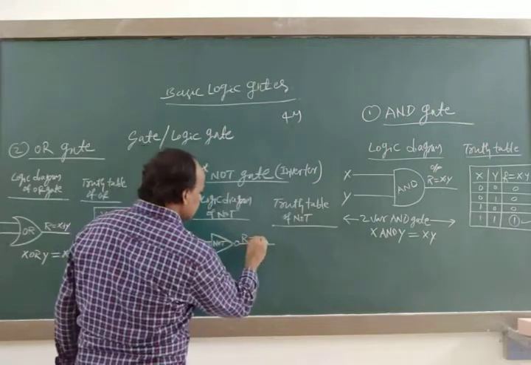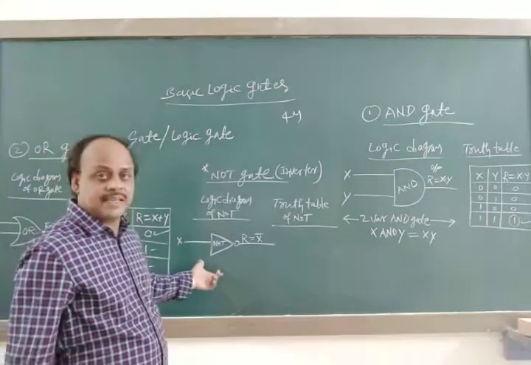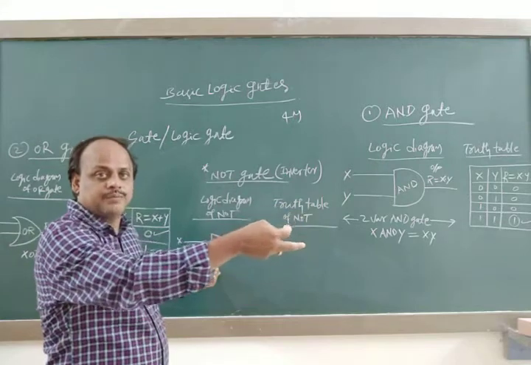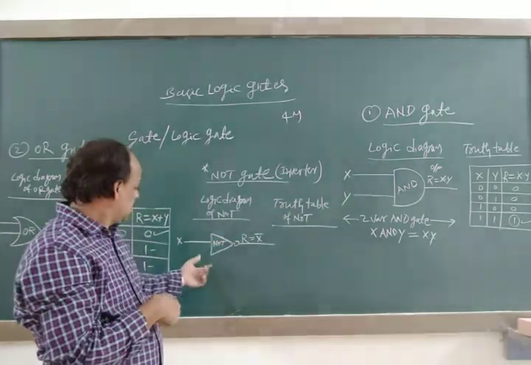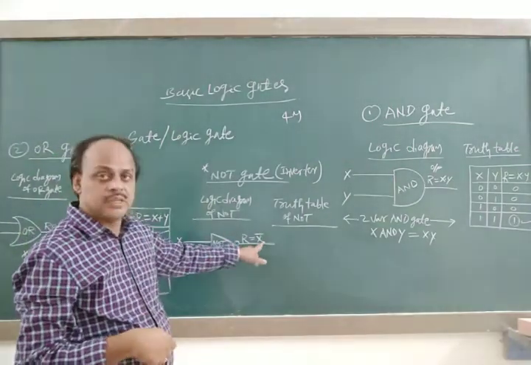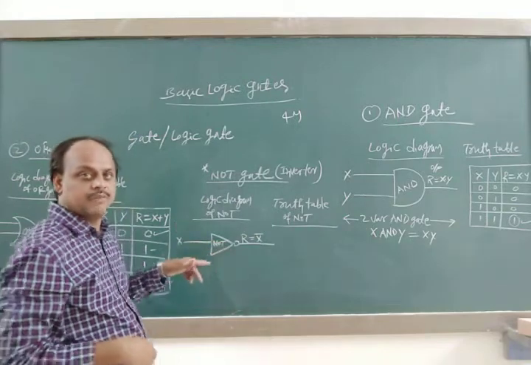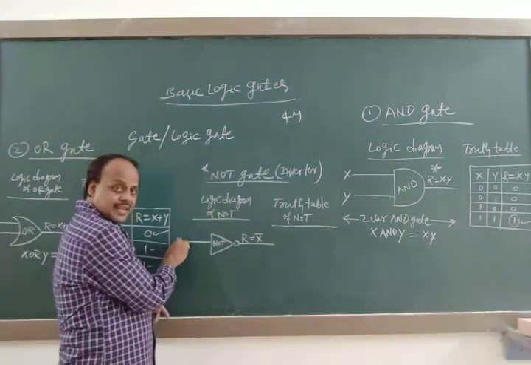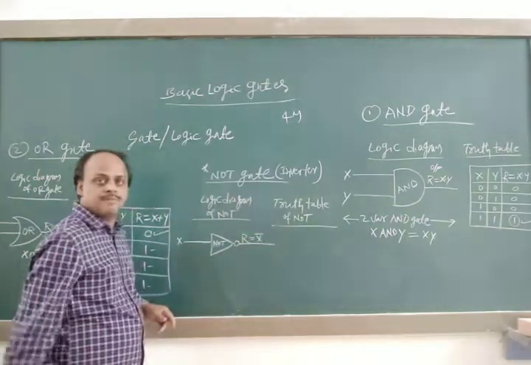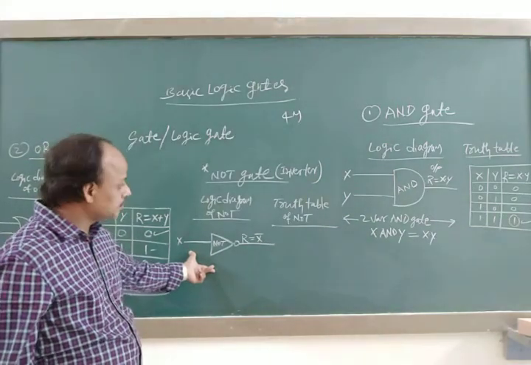resultant expression R is equal to X bar. In the definition I said if input is high, output must be low. If input is low, output must be high. That is reciprocal. So that's why here, variable X is there, means the resultant expression is going to be X bar. So this is the logic diagram of NOT gate.